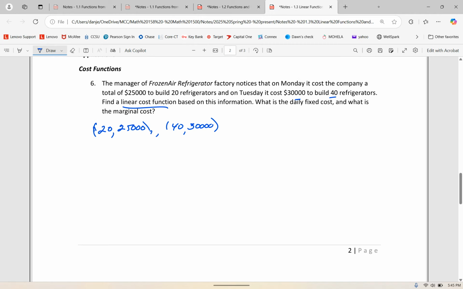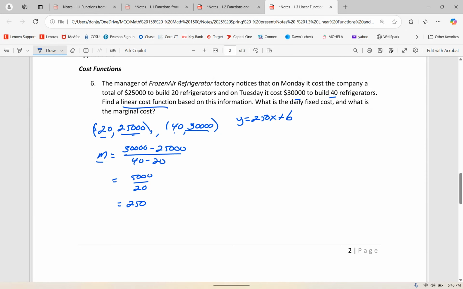So what I would do is I would first find the slope. 30,000, right? The second y value minus the first, minus 25,000, divided by 40 minus 20. So I have 5,000 divided by 20 is 250. That's my slope. That's my rate of change. So y equals 250x plus b.